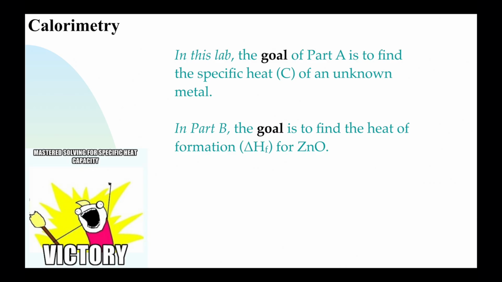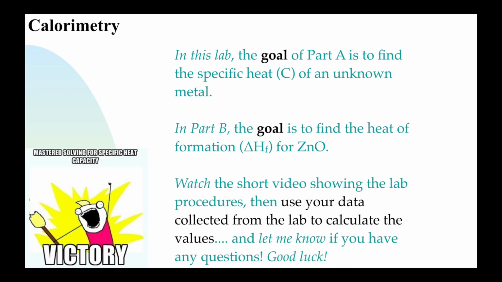In part B, the goal is to find the heat of formation of zinc oxide. You're going to do 2 reactions, zinc plus HCl, as well as zinc oxide plus HCl. You'll turn that data into a delta H and then use Hess's law to find the delta HF of zinc oxide. In a little bit here now, I'll show you a quick video which shows what you will do. You'll go through the calculations.